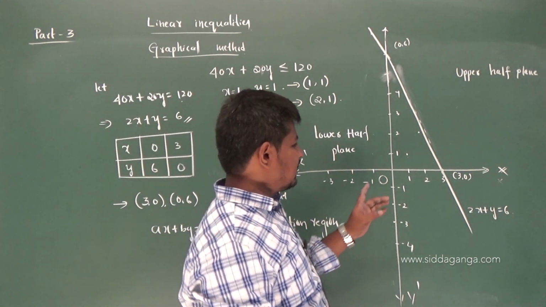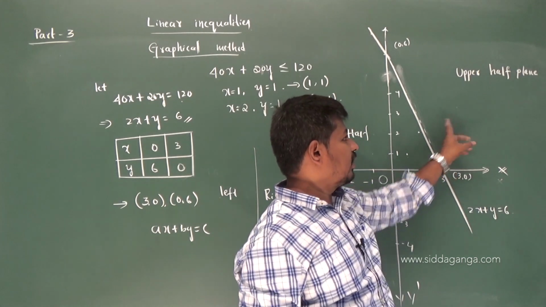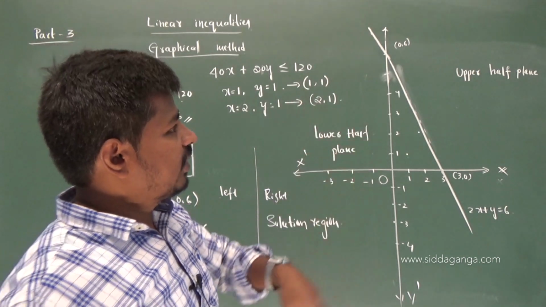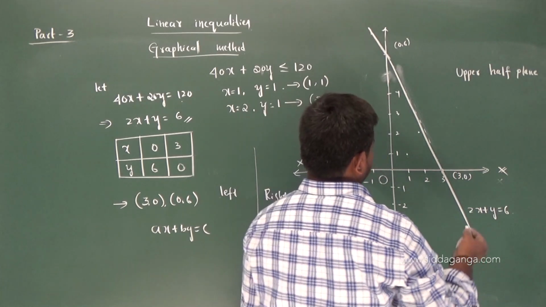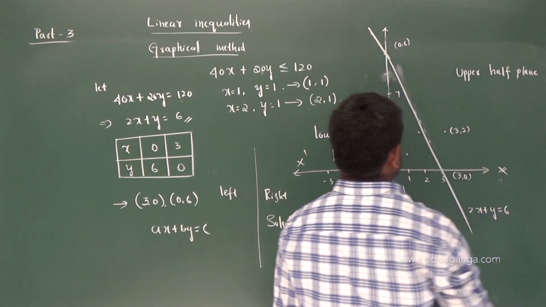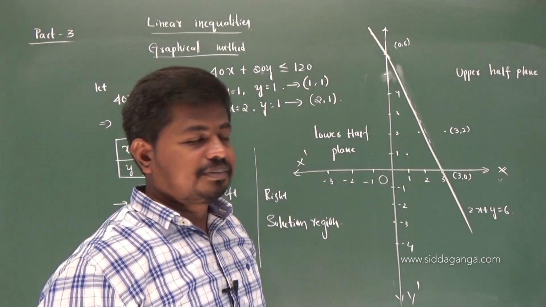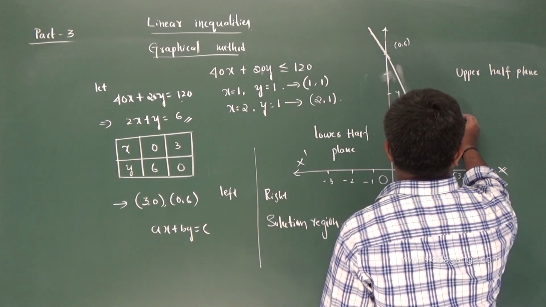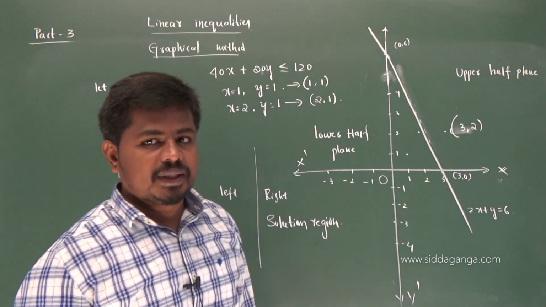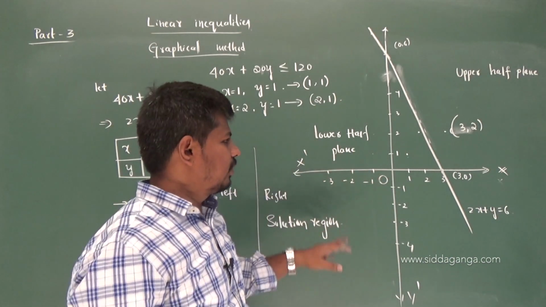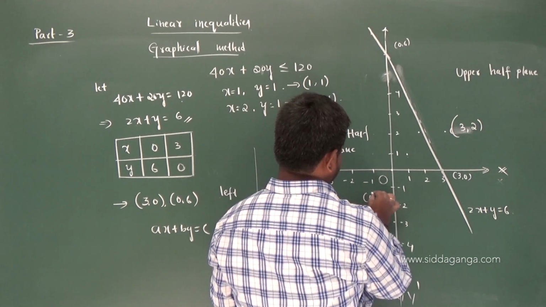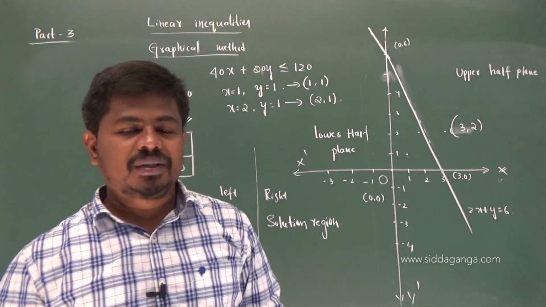Now, this line divides the plane into the upper half plane and the lower half plane. Consider any point in any half plane, upper or lower. We can consider any point from the upper half plane. For example, 3, 2 is a point in the upper half plane, right? In the same way, we may have infinitely many points in the upper half plane. Or you can take any point in the lower half plane. Usually we prefer 0, 0 to check the solution region.